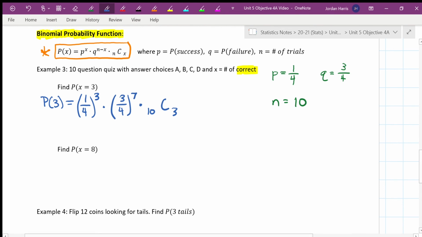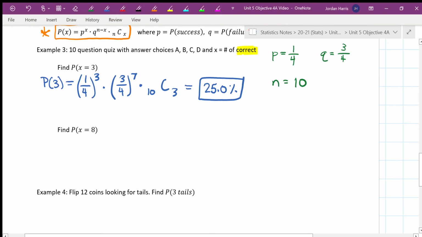And we type that into our calculator. And whenever we get the answer, I'm going to convert to percentage and round to the nearest tenth of a percent. So I get 25.0% if I type that in. About a 25% chance of guessing and getting 3 correct.